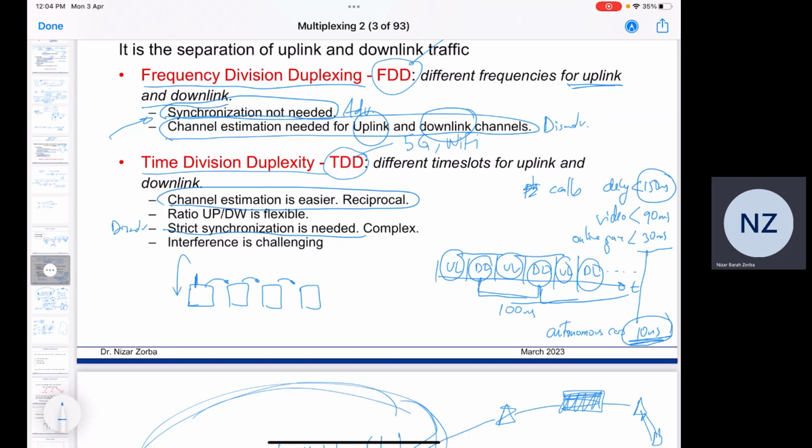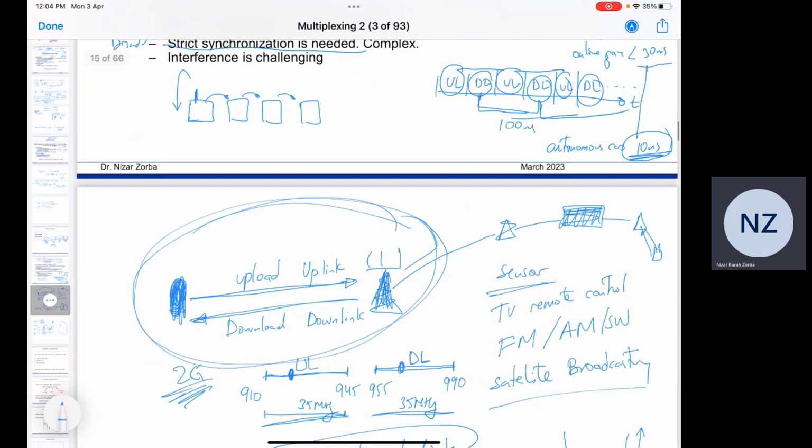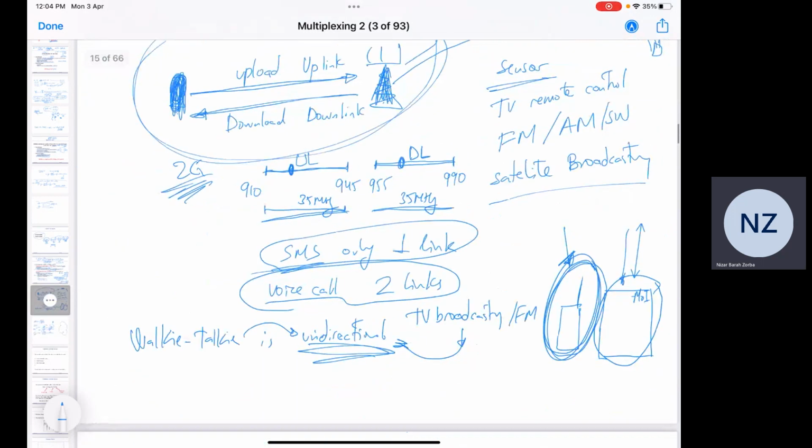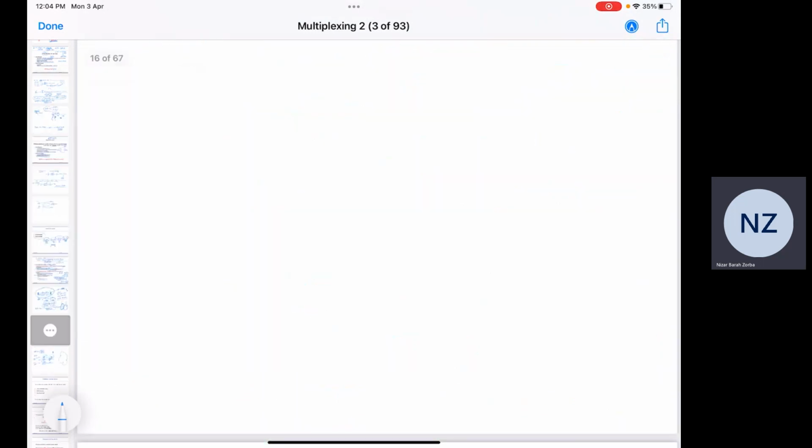First of all, this is good. So here the channel is reciprocal. What does that mean? In FDD, you have frequencies for uplink, frequencies for downlink. So a different channel for uplink, a different channel for downlink. If this is good or this is bad, you have an issue.